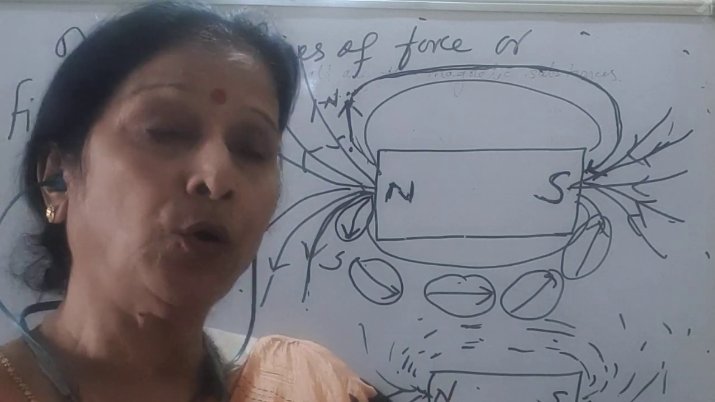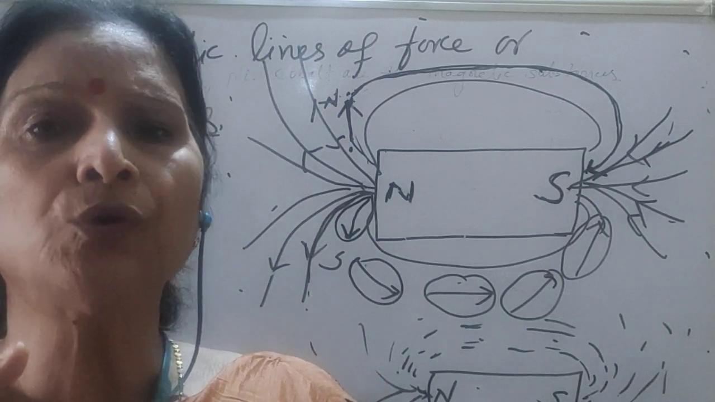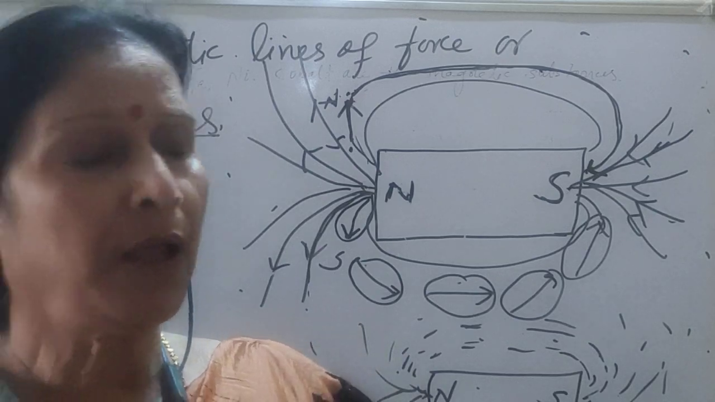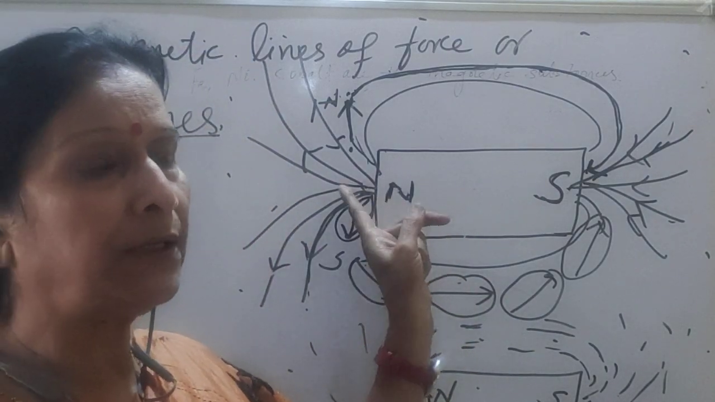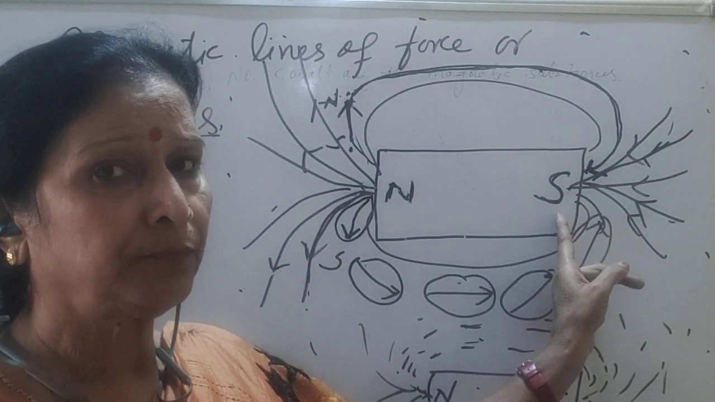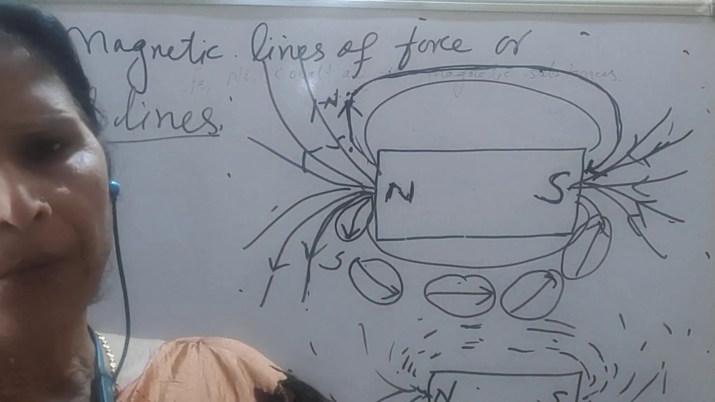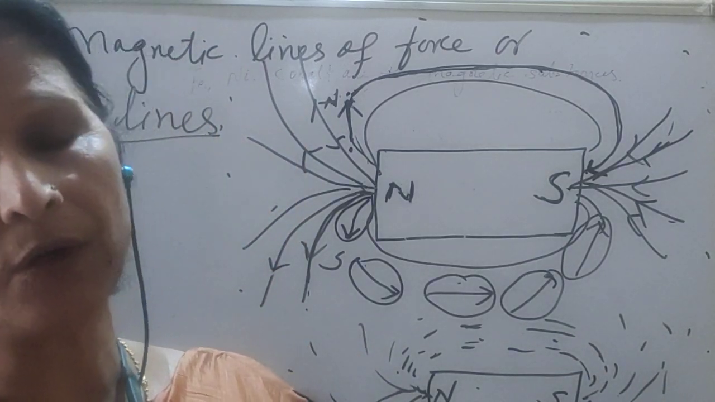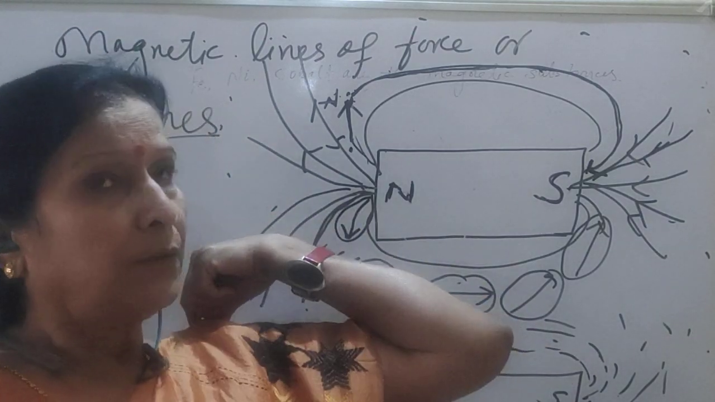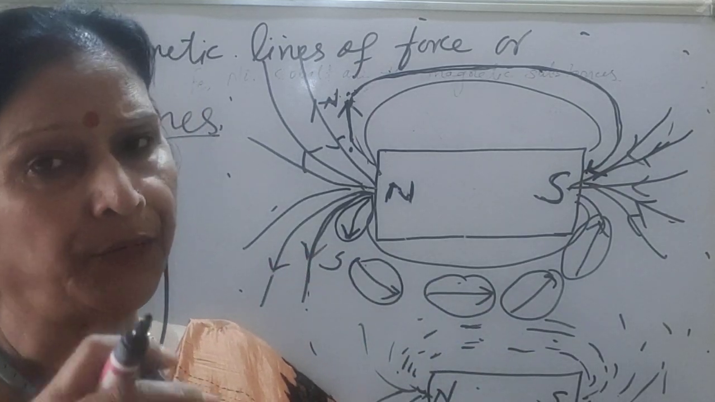So as a whole, what we can say, the magnetic lines of force are imaginary closed curves, which emerge from the north pole of a magnet and end at the south pole of the magnet. Okay. So these are the magnetic lines of force. We cannot see magnetic lines of force. They are not visible. Only we can see its effect. Okay. Now let us recall some properties of magnetic lines of force.